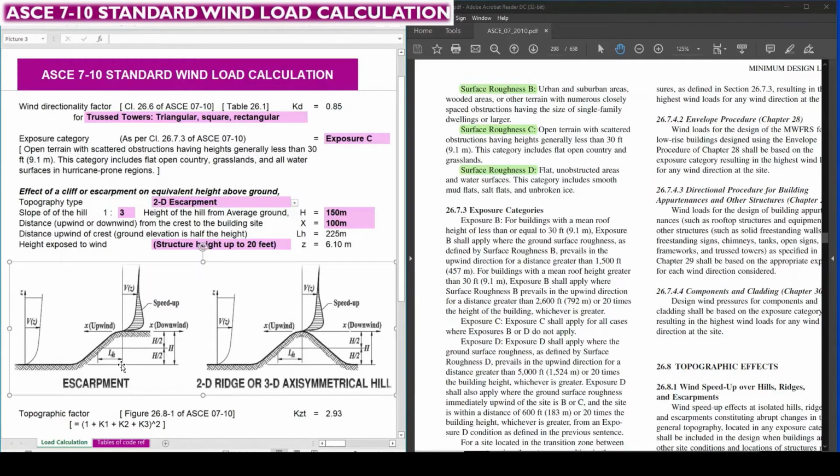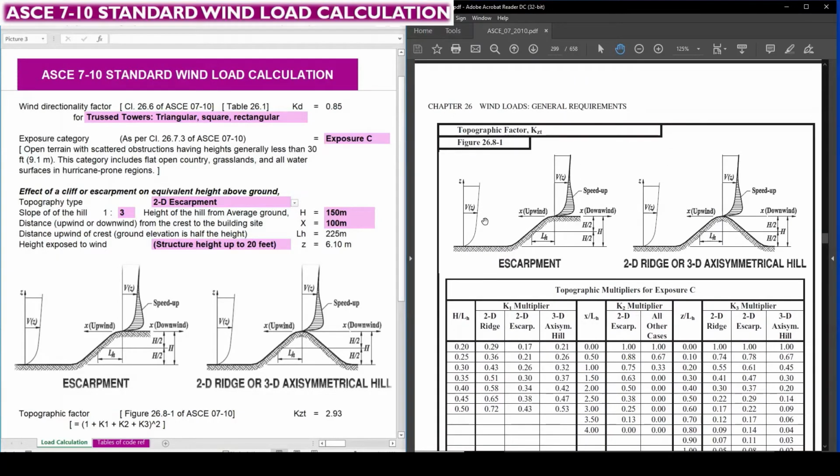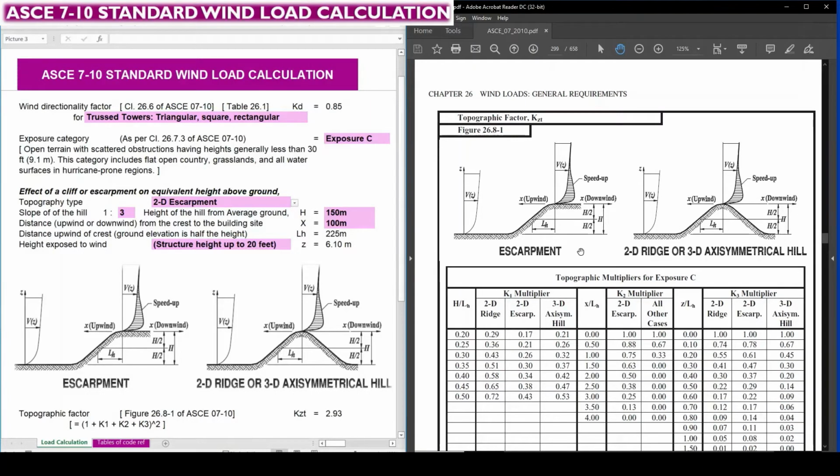You can see here the picture showing the escarpment, 2D ridge, or 3D hills. On the right-hand side you can also see the PDF file showing that picture of the escarpment, 2D ridge and 3D axisymmetrical hill. The same picture is here on the left-hand side also. Then next we need the input such as the slope of the hill.